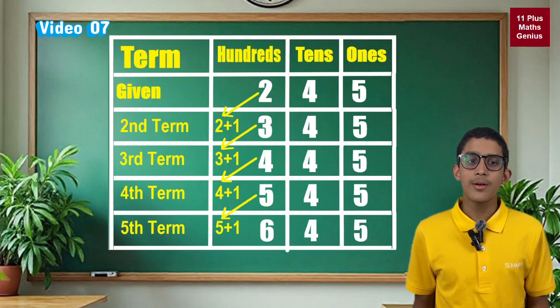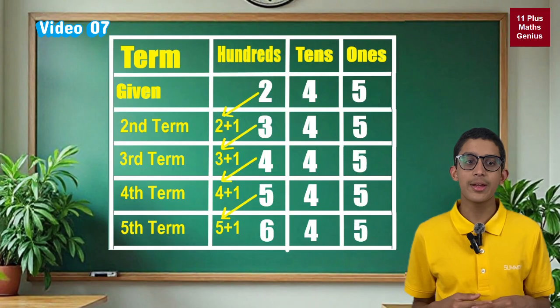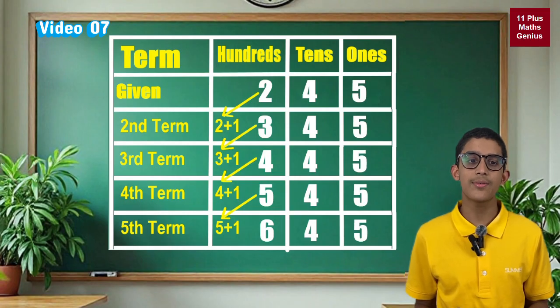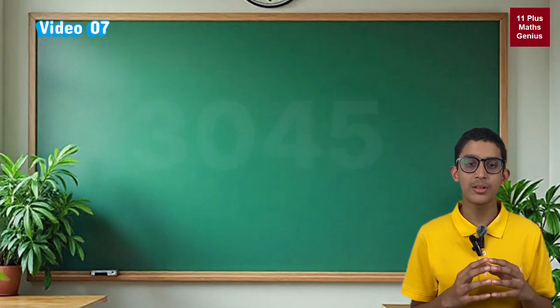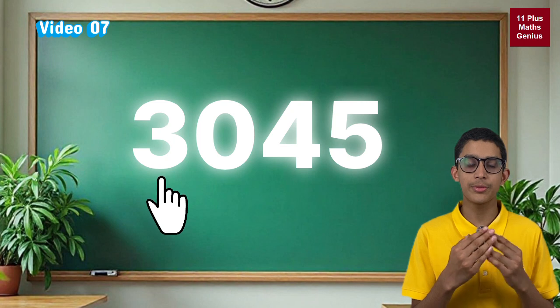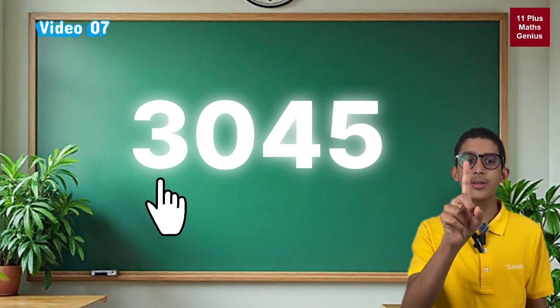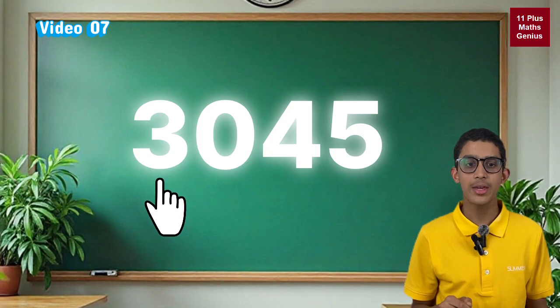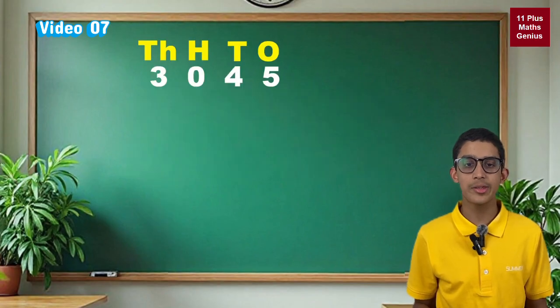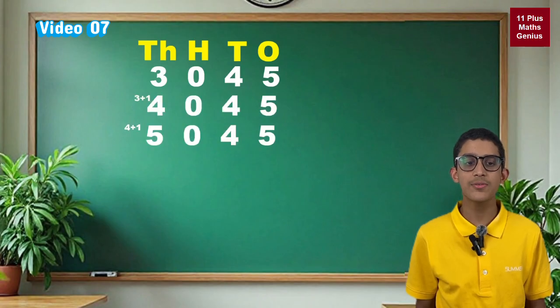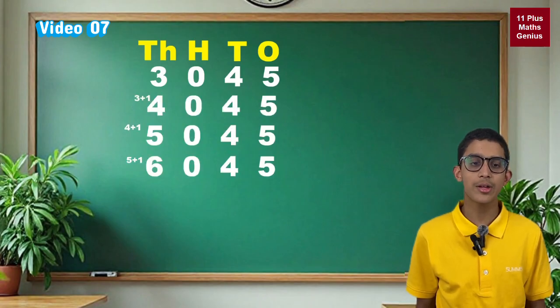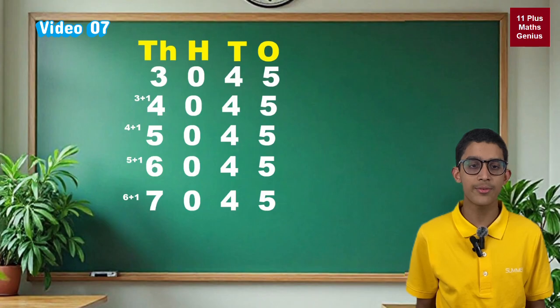In this way, we can make the next numbers by adding 1,000 to a given number. For example, count in thousands from 3045. So we add 1 in the thousands place, keeping the hundreds, tens, and ones the same. So we get 3045, 4045, 5045, 6045, 7045, and so on.